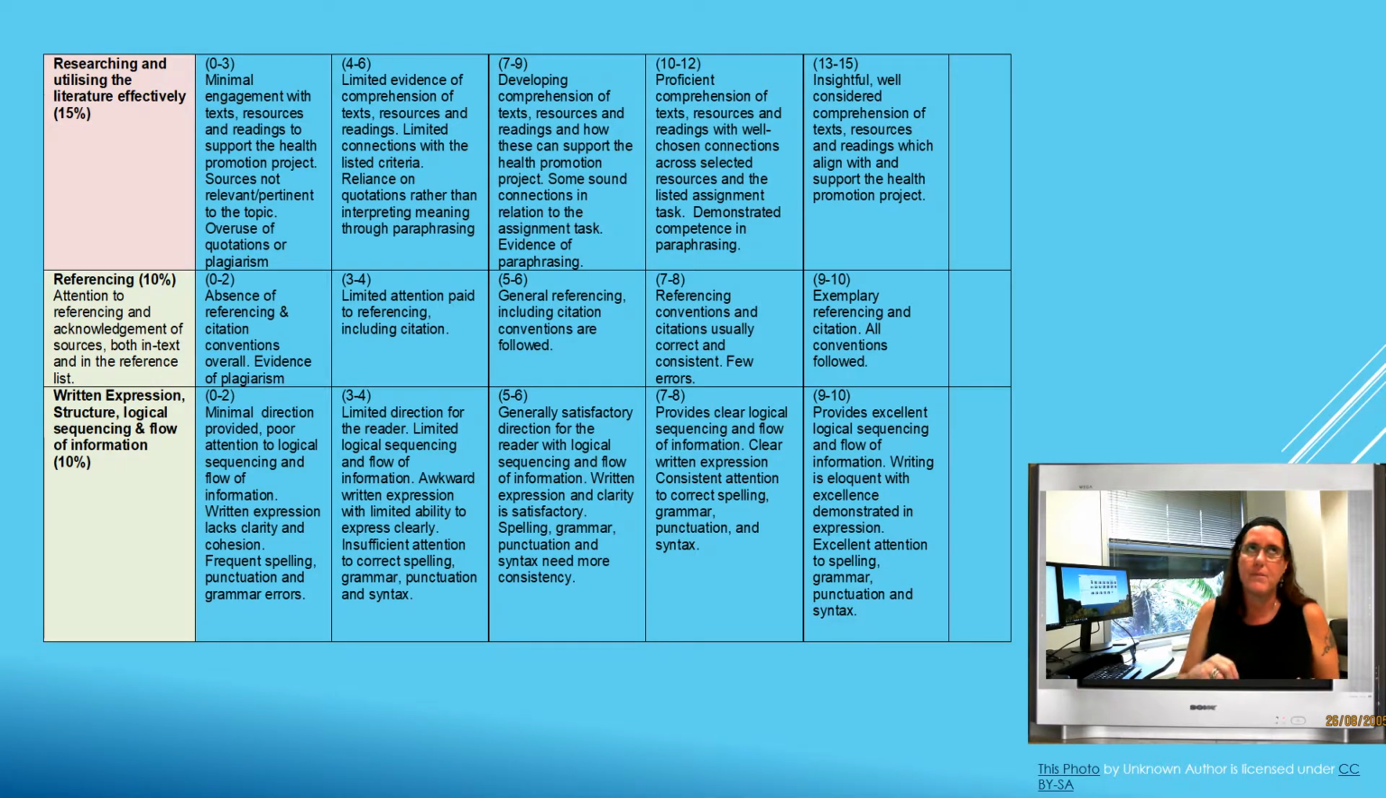So you're not just pulling up something because it mentions prisoners, you've actually found a good journal article and got some good statistics from valid sources, such as the Australian Institute of Health and Welfare or even the Australian Bureau of Statistics. The last set of marks on the rubric are allocated to your referencing and your writing style.